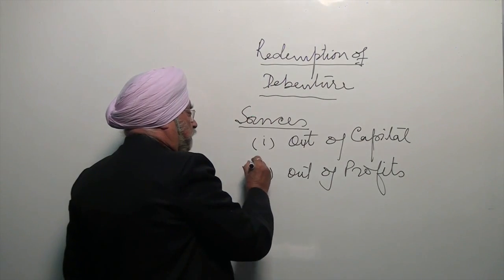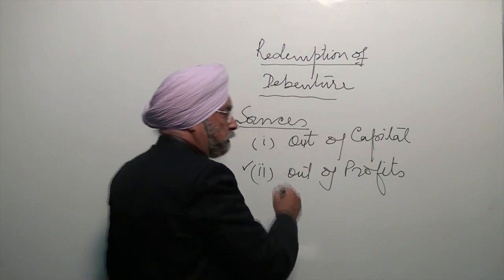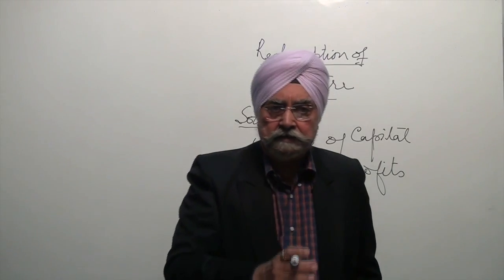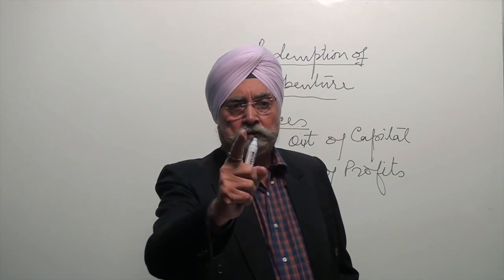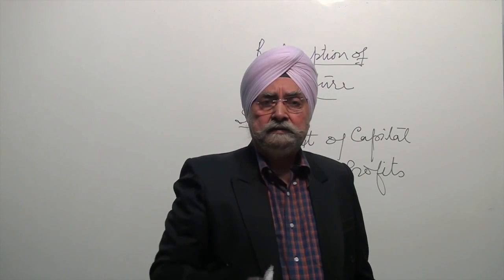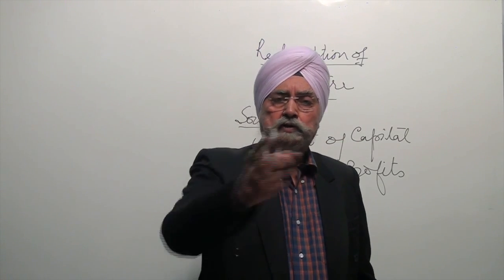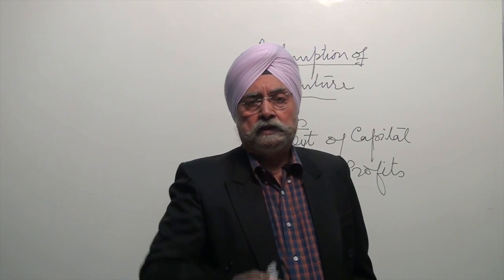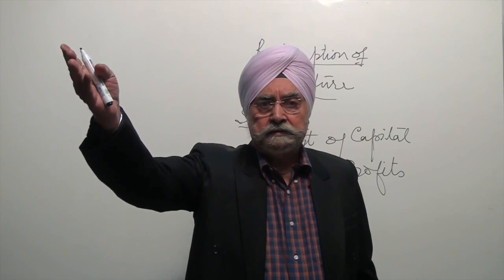If it is not out of profits, it is out of capital. Out of capital may be the shareholders' money, which the company got from the shareholders. That money is paid back to the debenture holders. Or, in order to pay the debenture holders, the company borrows from the banks.